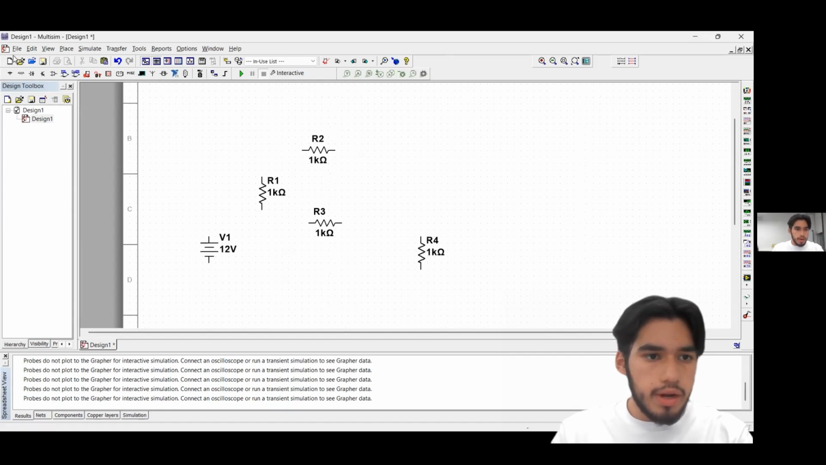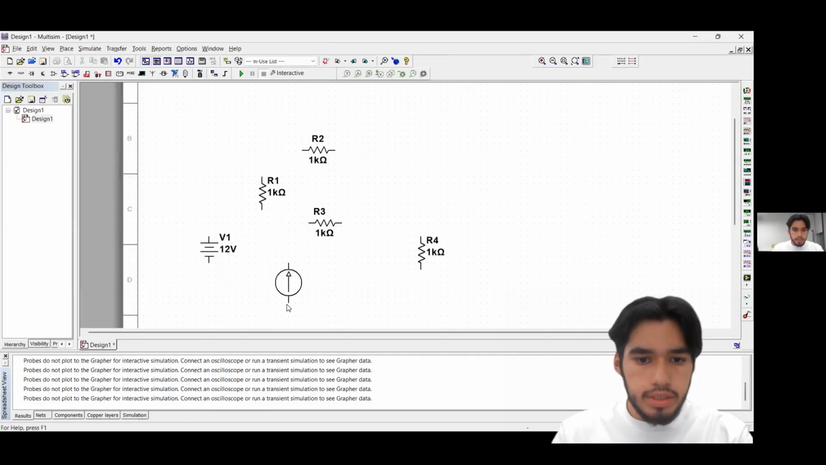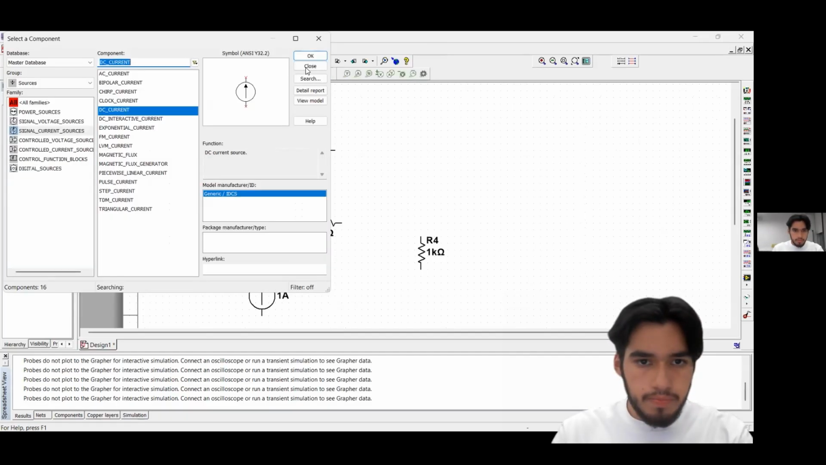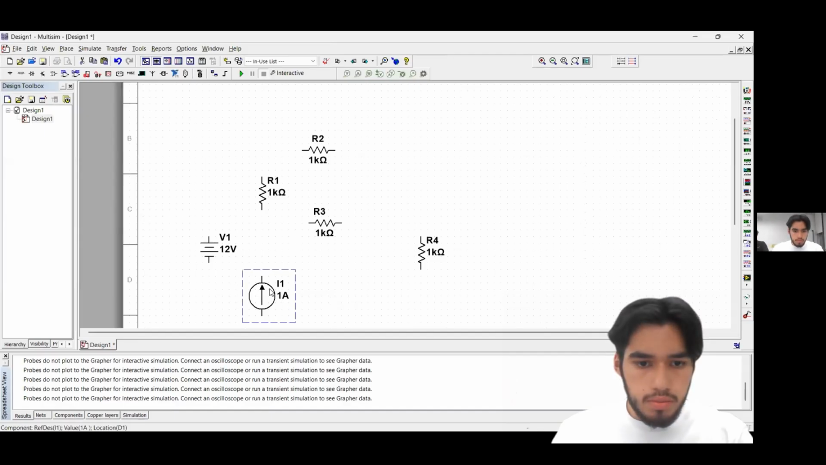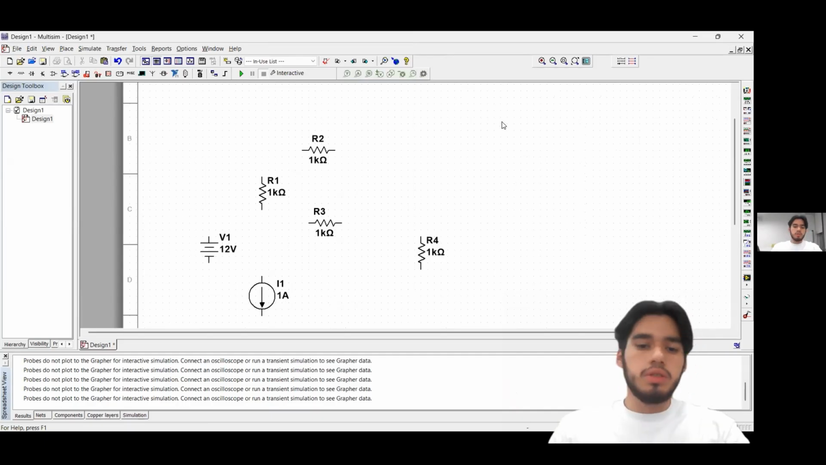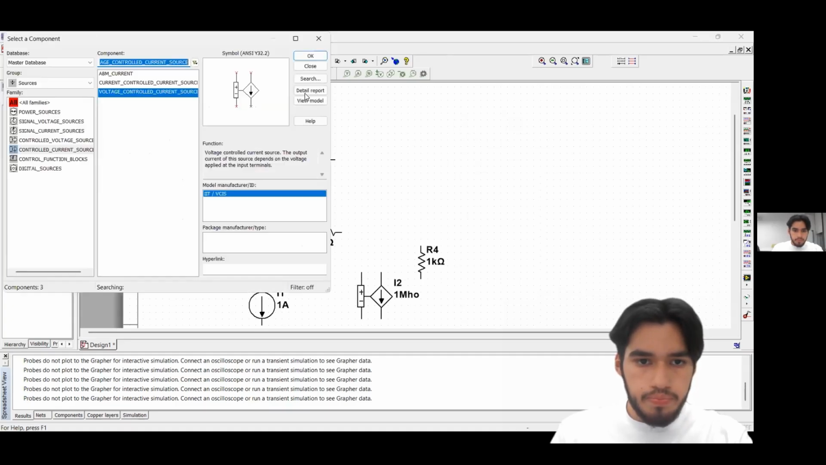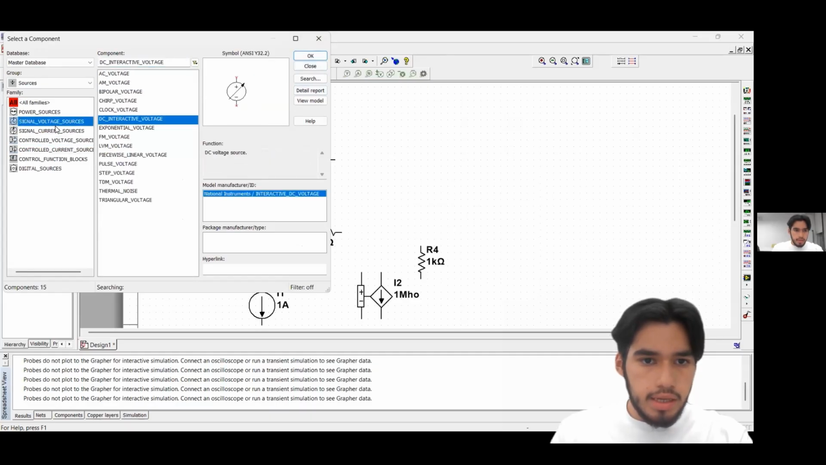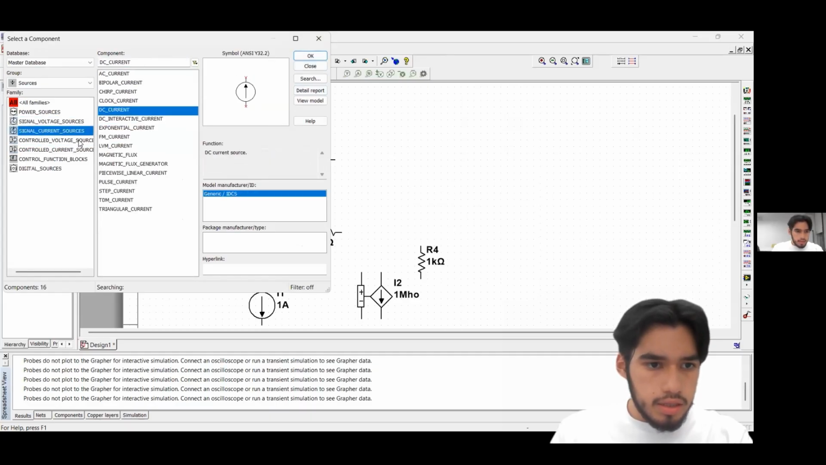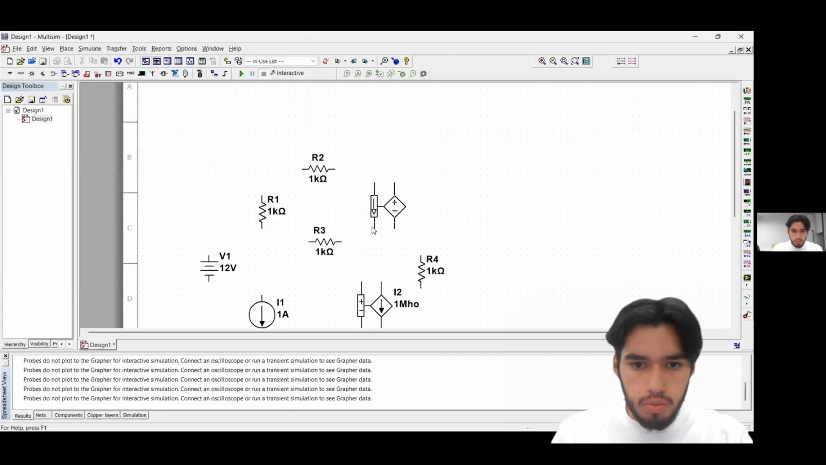Okay, now we're gonna add a DC current source. This one will be right here. This one is going down, so we change because of its polarity. Then we are gonna add a controlled current source right here. And finally, a controlled voltage source, but with a current controlled voltage source right here.